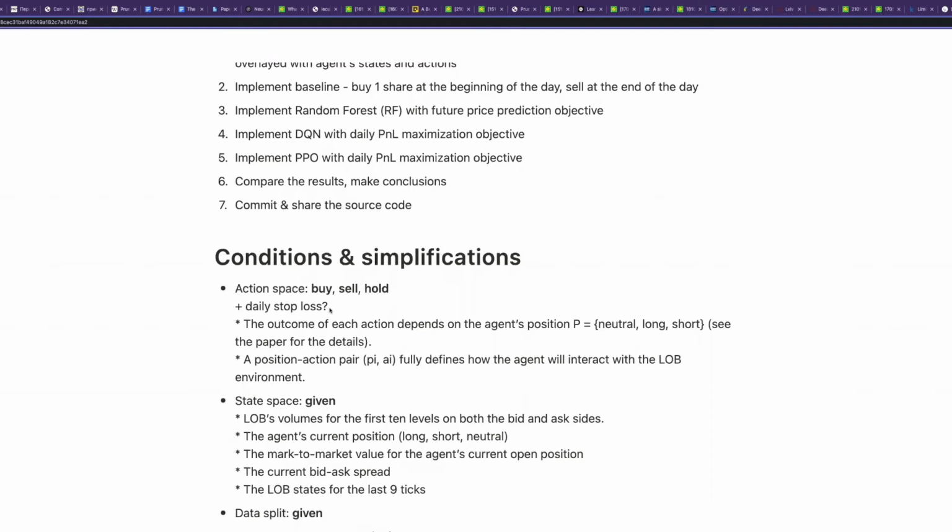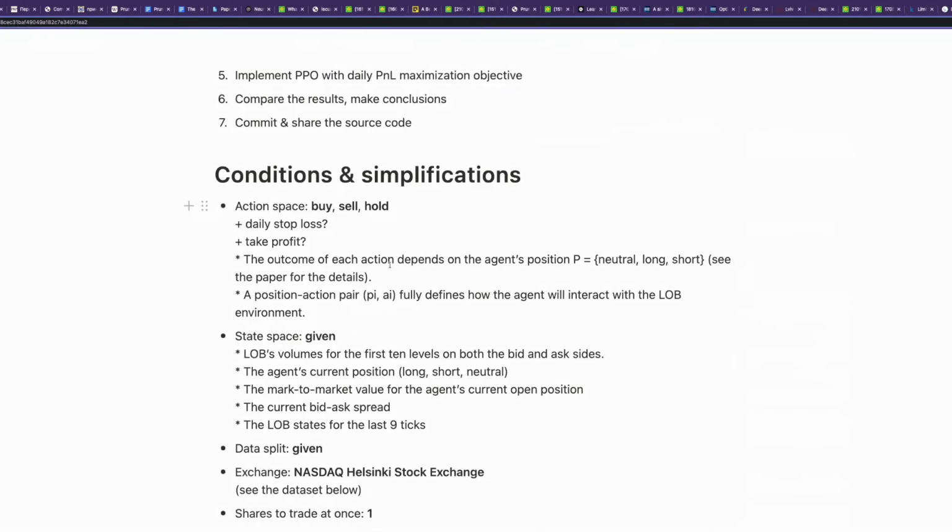It turns out to be useful to implement a daily stop loss or daily take profit. The outcome of each action of the agent depends on the agent's position. There are 3 possible positions: neutral, long, and short. Neutral is when we haven't submitted any order to the market yet. Long is if we submitted a buy, and short is if we submitted a sell order. And yes, it is a bit weird, but it is possible to sell a share without owning it. Long is buying, then selling, and short is selling, then buying.